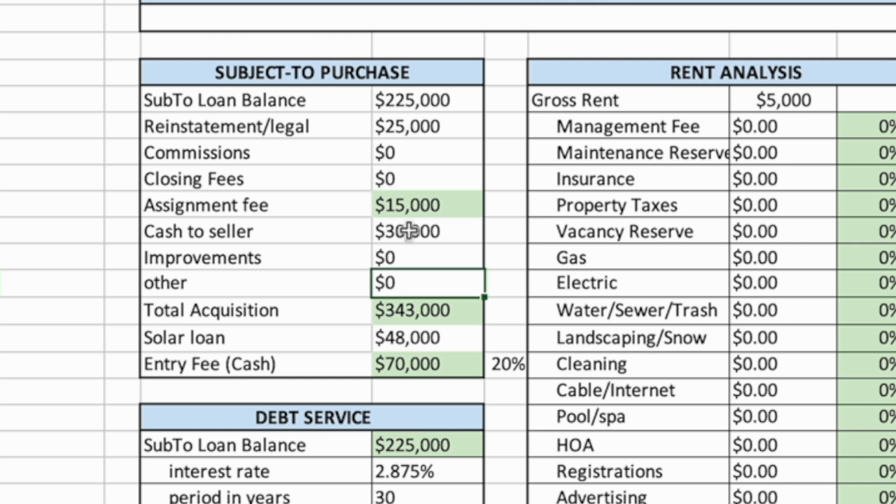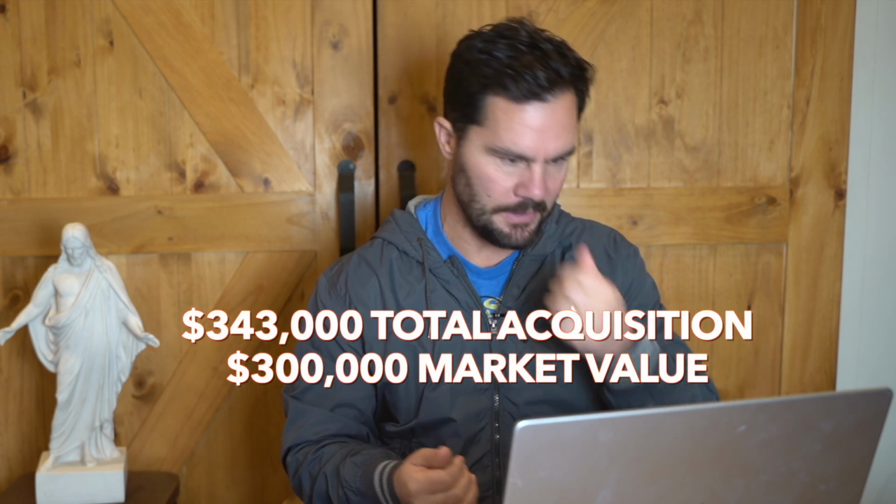And so there's one other thing here that we're going to put down here. We're going to put a solar loan. So see this line item here, solar loan, that balance is about $48,000. So if I take my total acquisition and add all of this up, including my assignment fee, then that's coming to $343,000. Now, on one hand, if you're thinking about this, this is way overpriced for the market value. We established that market value was around $300,000.